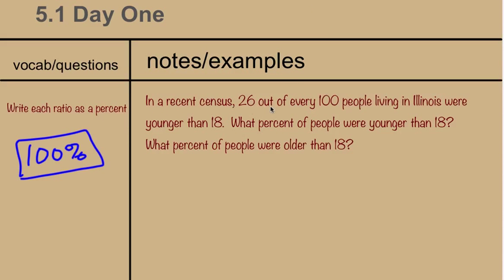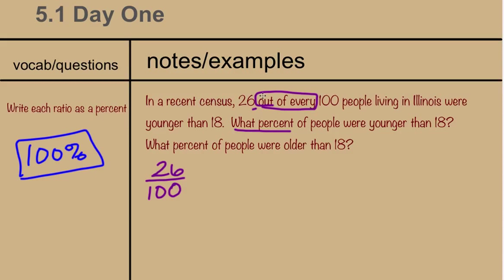In a recent census, 26 out of every 100 people living in Illinois were younger than 18. Here's our key word right here, out of every. So right now, I'm just going to quickly write a ratio here, and I'm going to write it in fraction form. Really the form we'll focus on now. 26 out of 100 people living in Illinois were younger than 18. So I know that this group is younger than 18. What percent, that's what I'm trying to find, of people are younger than 18?